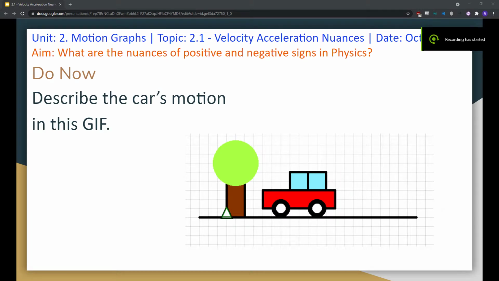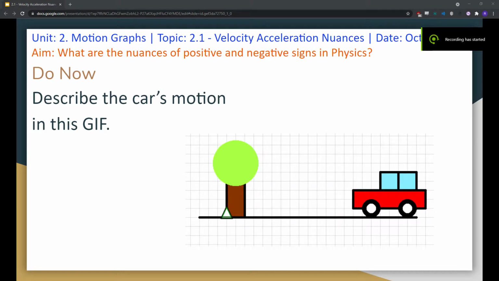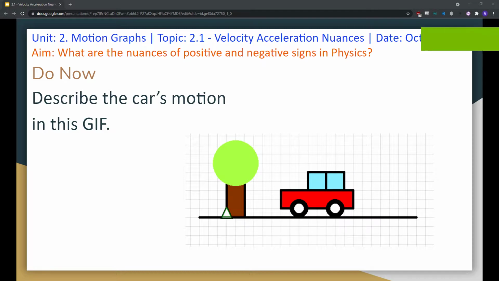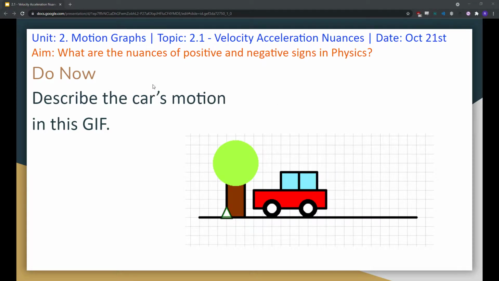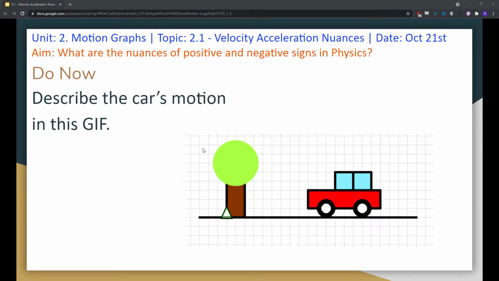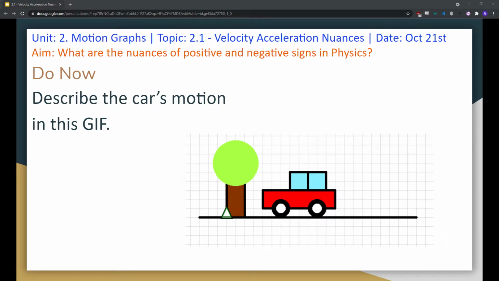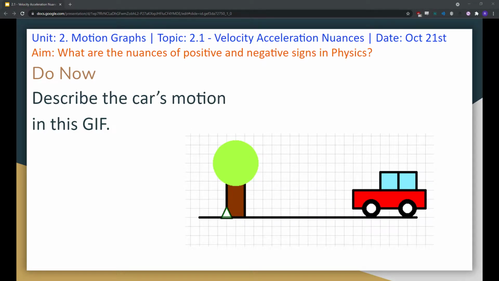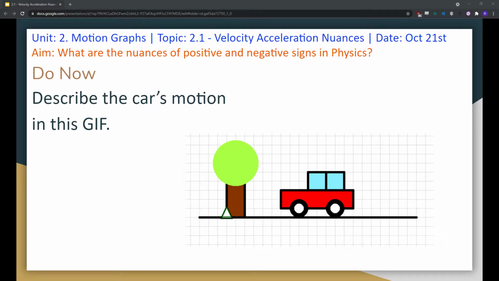Alright, so this is going to be on lesson 2.1. The do now says describe the car's motion in the GIF. So if you look at the car's motion, you can see that, well, it's slowing down as it gets towards the tree.